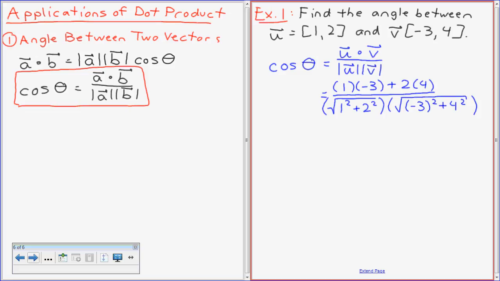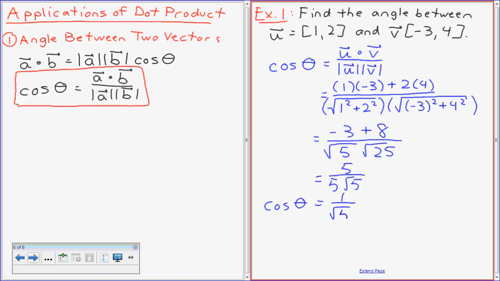Is this starting to come back for some people, a little bit? Hopefully. So that turns into negative 3 plus 8, all over the square root of 5, the square root of 25. So it equals 5 over 5. So cosine of theta is 1 over root 5. I'm going to get out of the way to make sure that we're feeling okay about that.